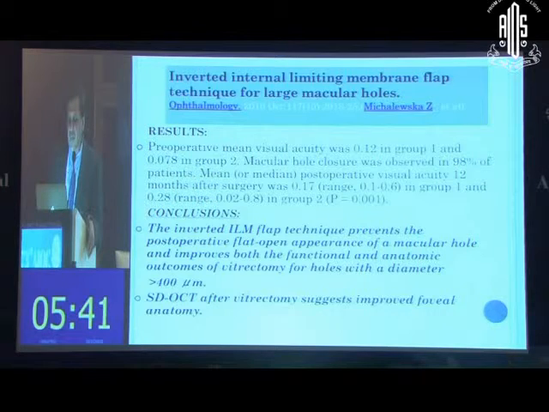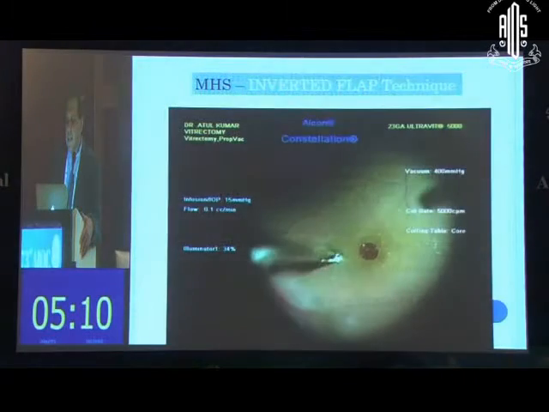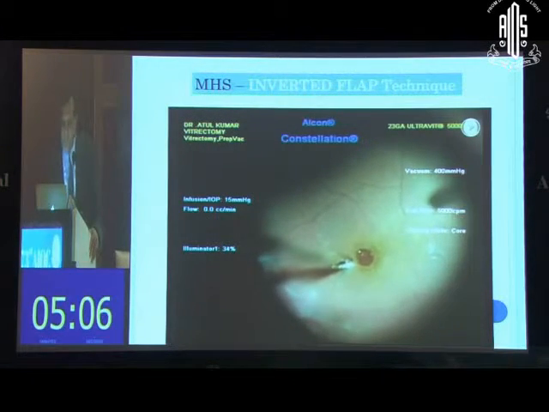Now the latest is, of course, the inverted flap technique for large macular holes, which generally fail. This landmark work was published in Ophthalmology in 2010, and showed that the inverted flap technique prevented the postoperative type 2 closure, which is a flat open hole with a bare RPE in the center. It showed that both functional and anatomical outcomes improved for larger holes. OCT was the tool to diagnose the improved anatomy as well as the function, depending on the bands. This is a video of how we do it.